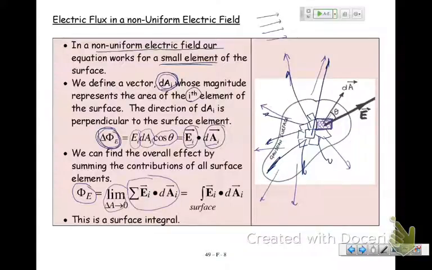We can find the overall effect by summing the contributions. So we're going to do a summation. But in the limit, oh dear, in the limit it goes to the surface integral of E dotted with dA. And again, on a potato shape like this, it's a horrendous problem. So we're going to make progress by getting good at looking for symmetries that help us mathematically.